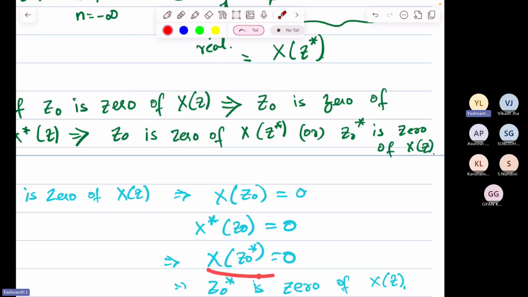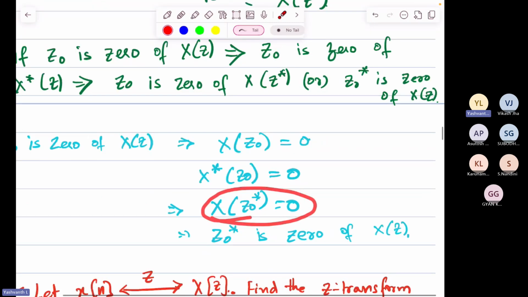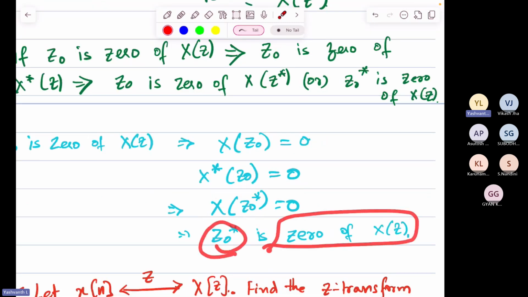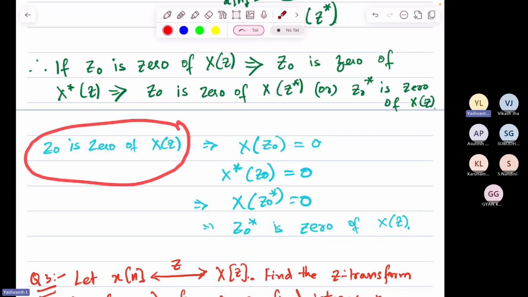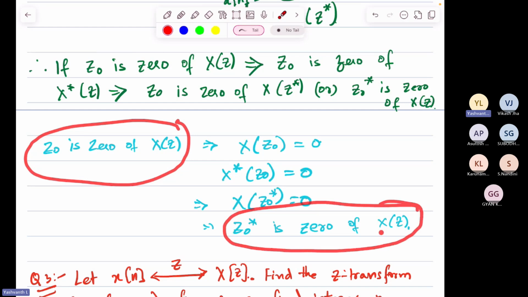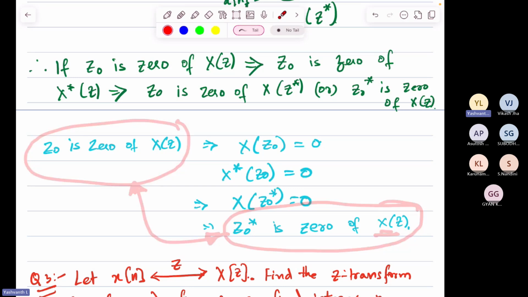So it becomes x of z naught conjugate equal to 0, or z naught conjugate is also a zero of x of z. We started out by saying that z naught is a zero of x of z, and we proved that z naught conjugate is also a zero of x of z. So what we have seen is that if x of n is a real signal, then the zeros of its z transform occur in conjugate pairs. Is this clear? Is the solution clear?